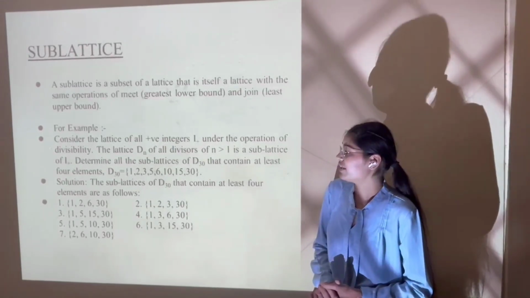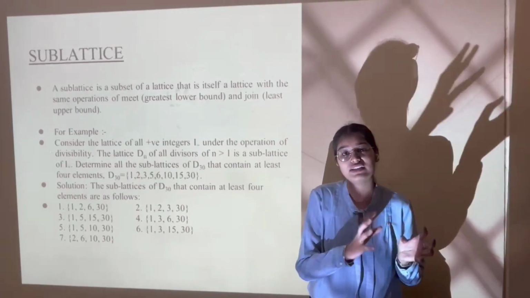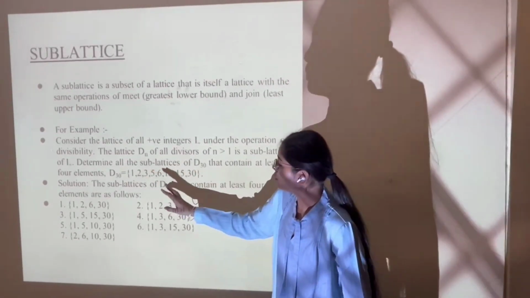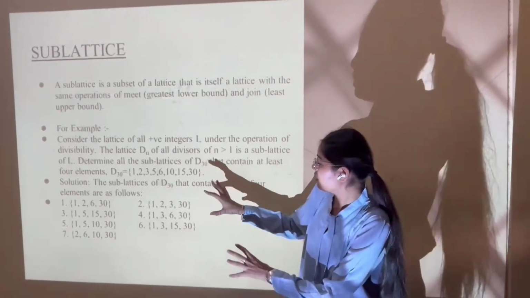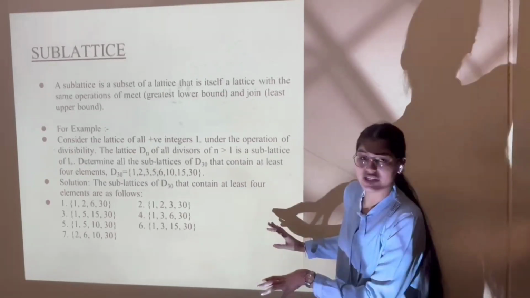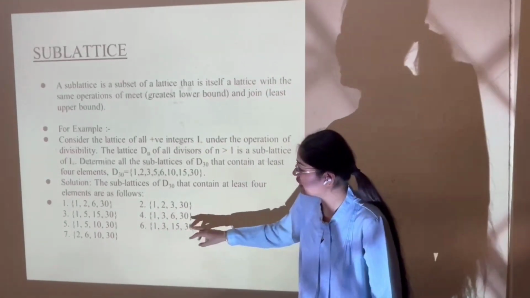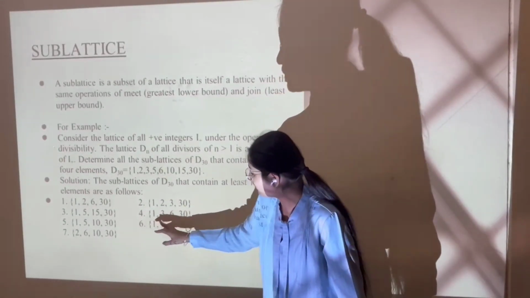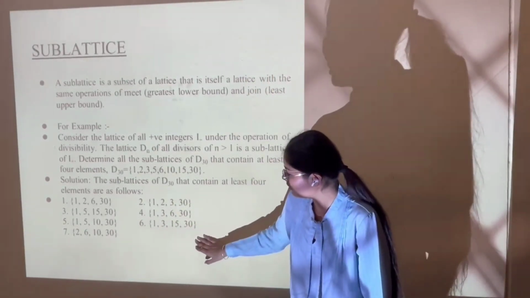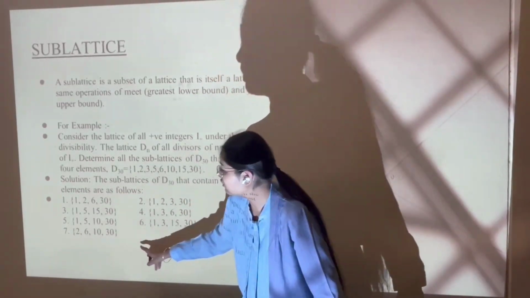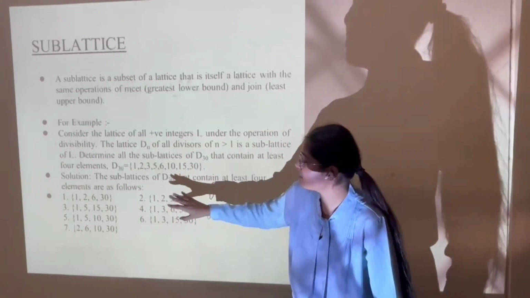Now, we have to determine the sublattices of D30 which contain at least 4 elements. So, first we will find out the D30 elements, that are 1, 2, 3, 5, 6, 10, 15 and 30. Now, the groups of 4 elements are 1, 2, 6 and 30; 1, 2, 3 and 30; 1, 5, 15 and 30; 1, 3, 6 and 30; 1, 5, 10 and 30; 1, 3, 15 and 30; and lastly 2, 6, 10 and 30. So these are the 4-element sublattices of D30.